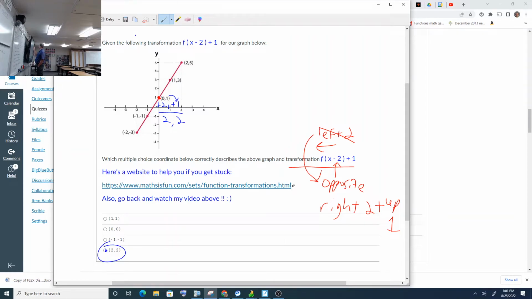So let's go ahead and see. We're going to go right 2. Does that look right to me? Yeah. So we went right 2, and then we went up 1.